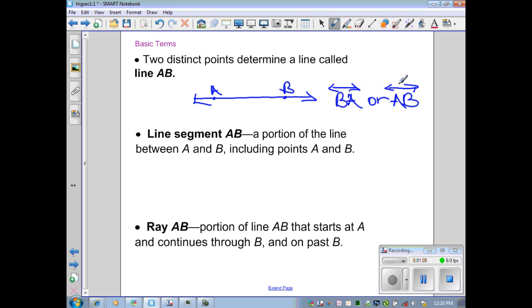Line segment AB, a portion of the line between A and B, including points A and B. You can still have it drawn just like the diagram above, and we could also determine that to be called segment AB or segment BA.